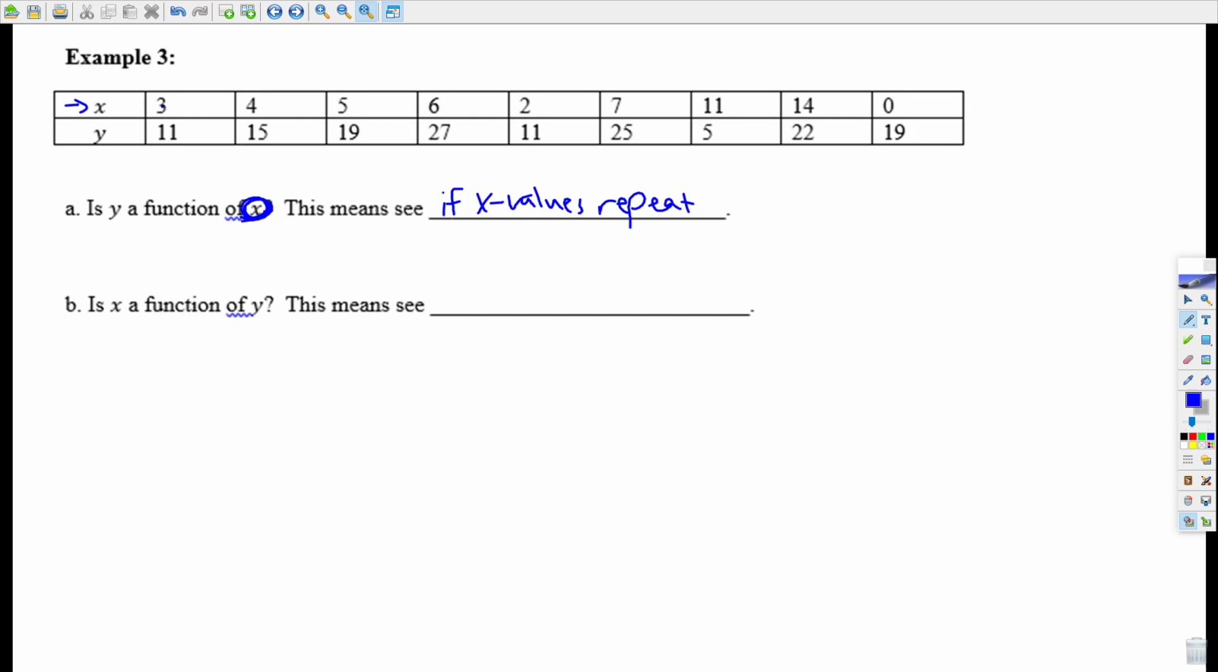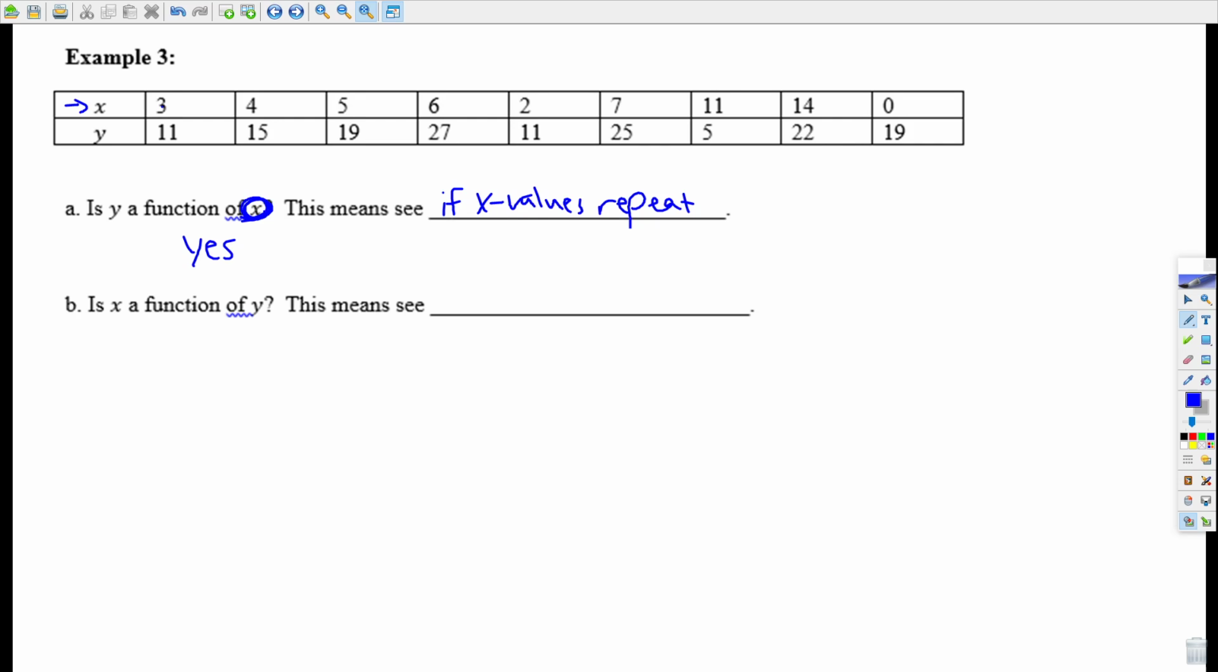And we already looked at it, right? Did anything repeat? I don't think so. So this is not repeating, so that means, is y a function of x? Then we would say yes, it is a function of x.